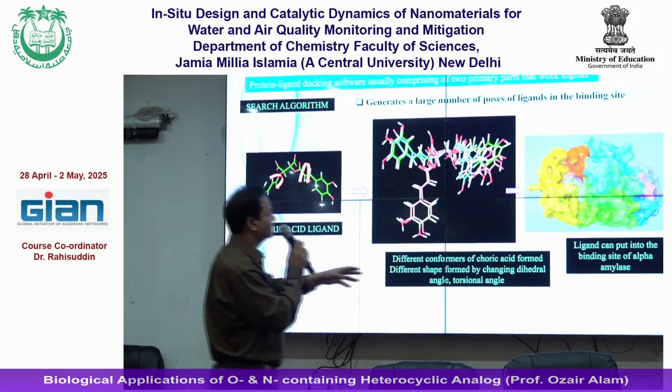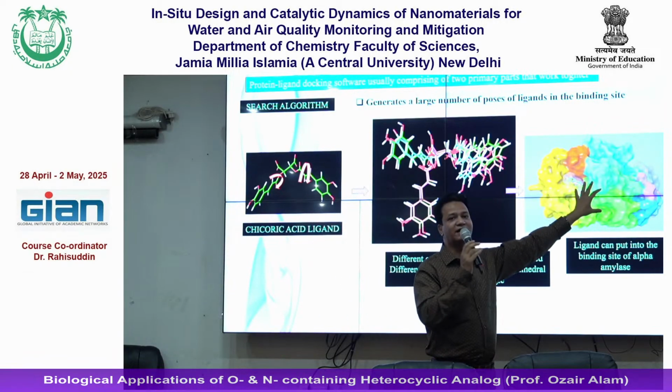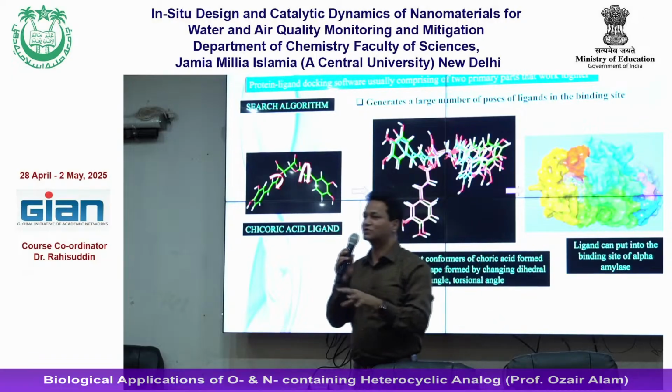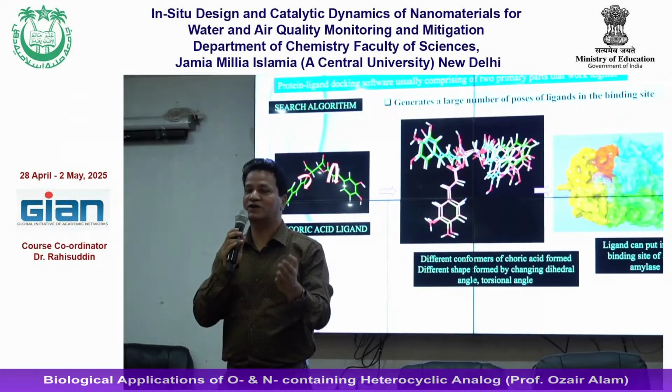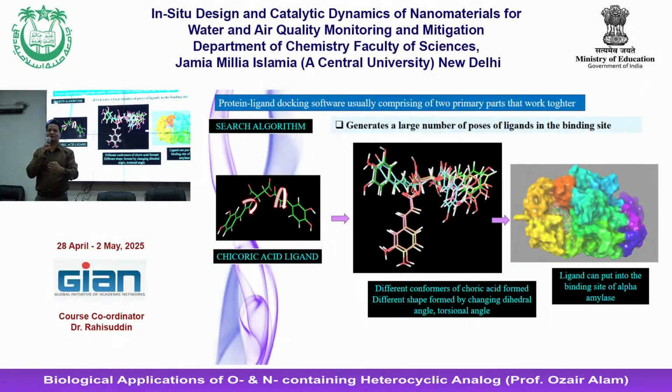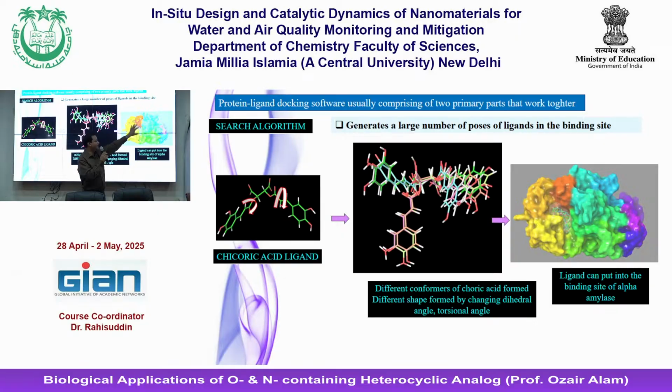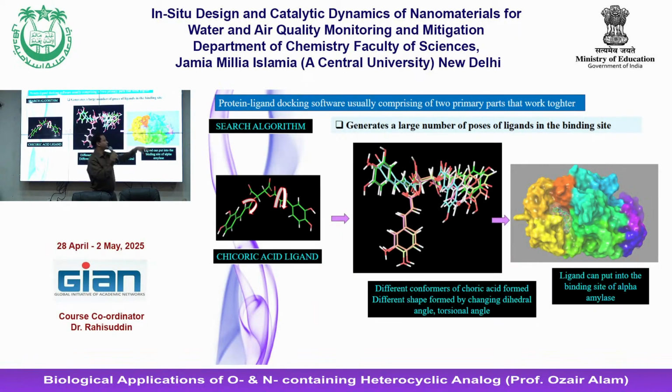So here I am taking the protein alpha glucosidase. Alpha glucosidase is one of the major targets for the development of anti-diabetic agents. So there are a lot of anti-diabetic targets: SGLT2, DPP4, GLP1 agonist, PPAR gamma, alpha amylase, alpha glucosidase. So here I am taking the large molecule, the protein, that is called alpha glucosidase. Here we are just going to put the ligand into the binding site.